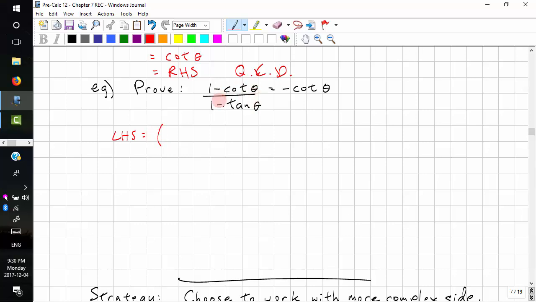Okay, left-hand side. Again, it's the more complicated side. 1 minus, we're going to break this down into cosine theta over sine theta. And we're going to divide by 1 minus sine theta over cos theta. Don't have much of a choice. We need to have a common denominator. So this is going to change now. This stays the same. And it's sine theta over sine theta.